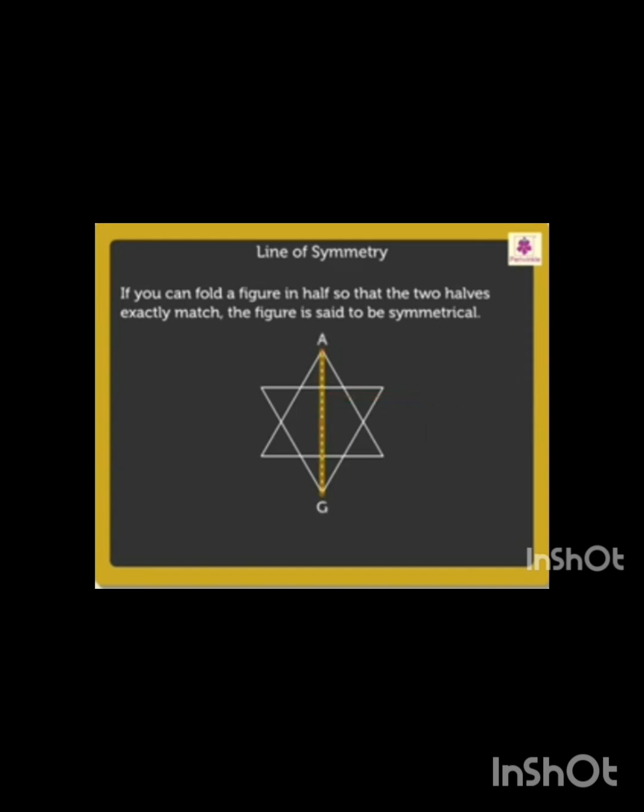Here, line AG is one such line of symmetry. The others are line BH, line CI, line DJ, line EK and line FL. Thus, we say that Star of David has 6 lines of symmetry. Now, let's draw the lines of symmetry for the given figures. Figure 1. A rectangle. Here, we can divide the figure into two equal halves by folding it vertically or horizontally. Thus, we say a rectangle has 2 lines of symmetry.